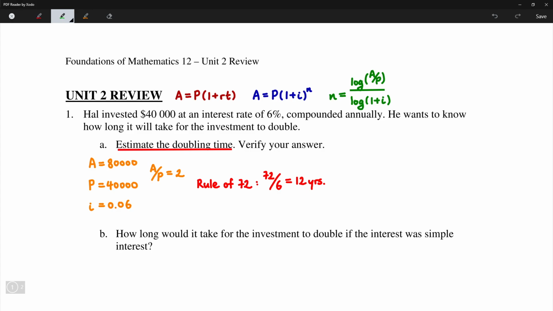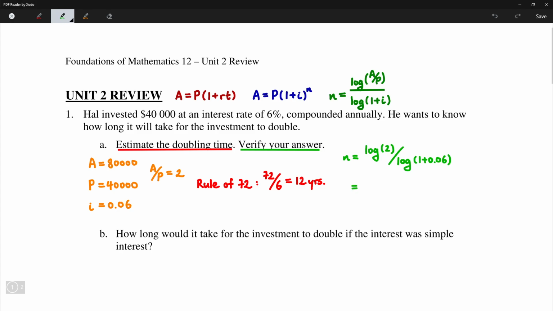If we were to instead use a formula to find this, we can use this formula to the right that has been rearranged to allow us to solve for n. So in this case, we have n is equal to log 2, since A divided by P equals 2, divided by log 1 plus 0.06.